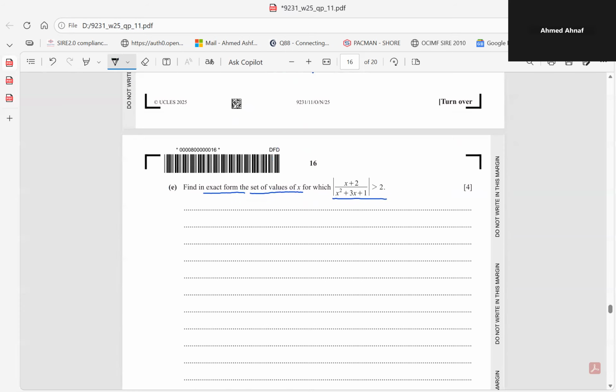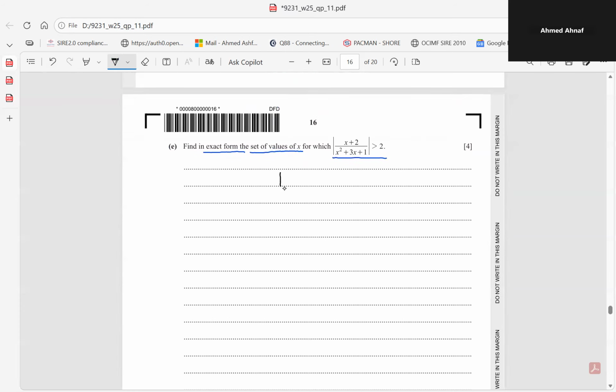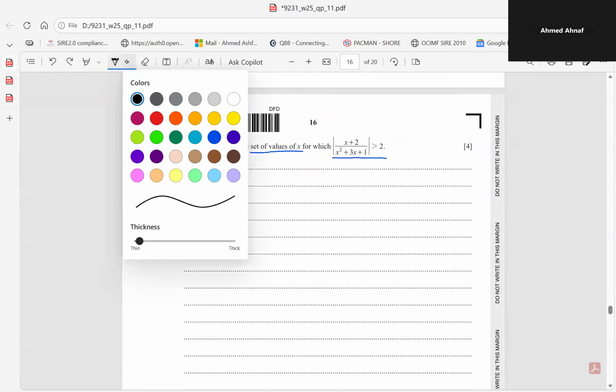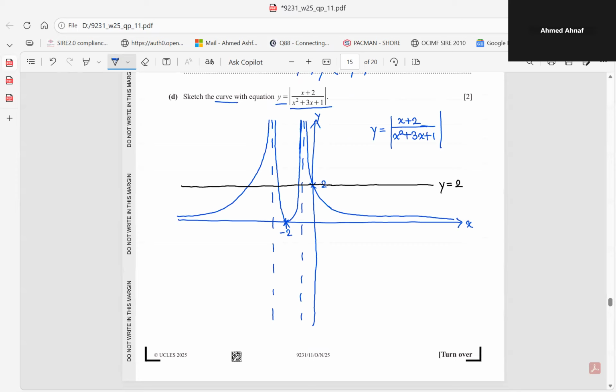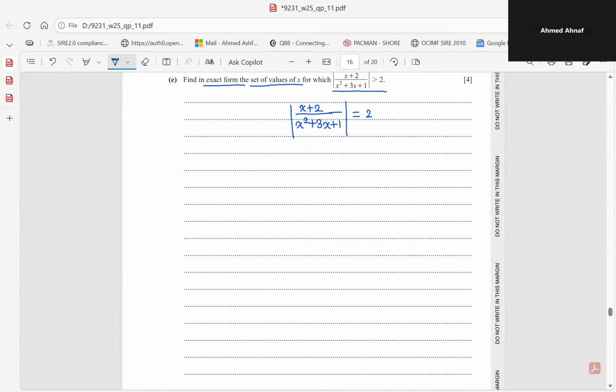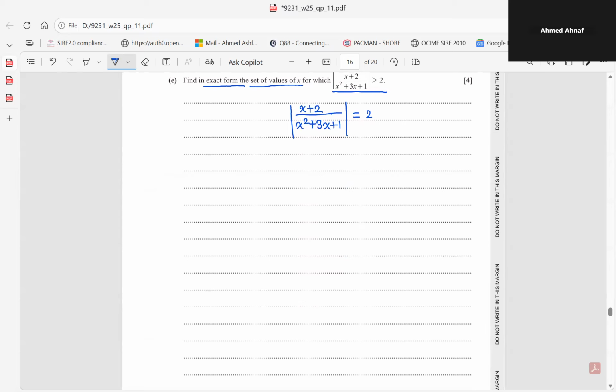So to find that, we need to first equate x plus 2. Okay, wait, let me change color. Sorry. Yeah, so we need to first find the critical points, basically the intersection points for which this modulus curve is equal to 2. So we need to find all the intersection points. And as you can see, there's like 3 of them. Okay, so to solve this, we'll do it without the modulus sign first.